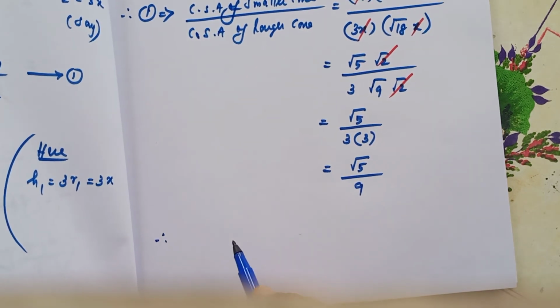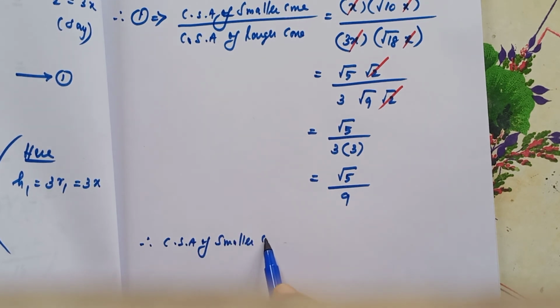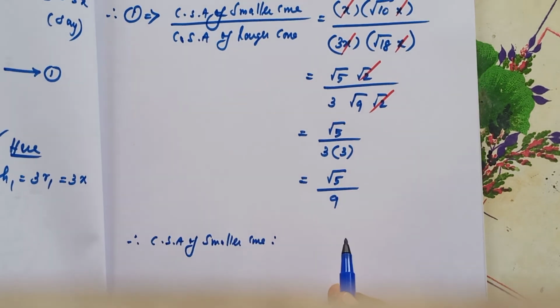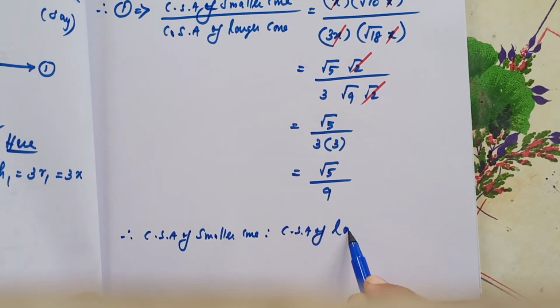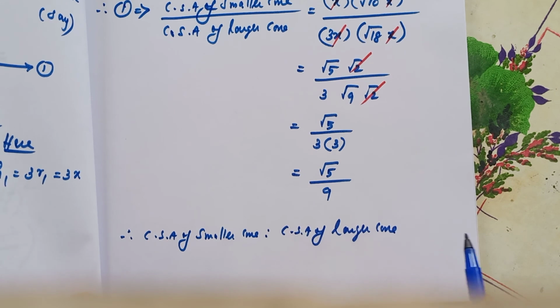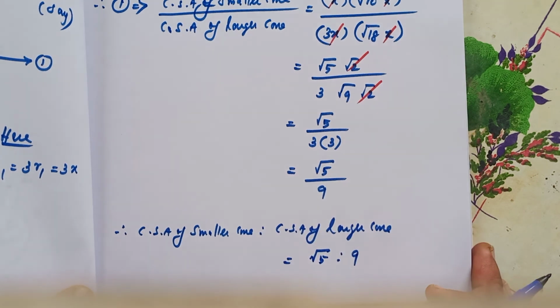Therefore, write the result. CSA of smaller cone to CSA of larger cone, asked to find the ratio, that equals root 5 is to 9.